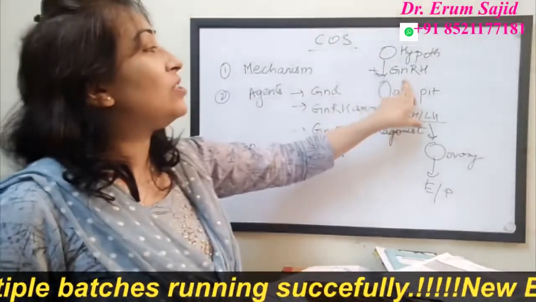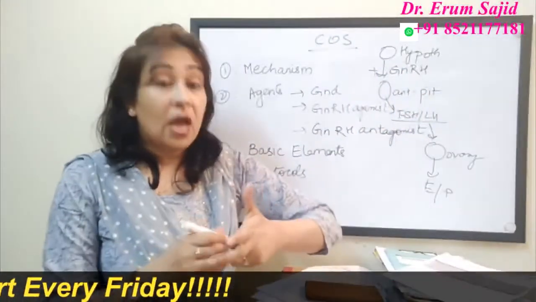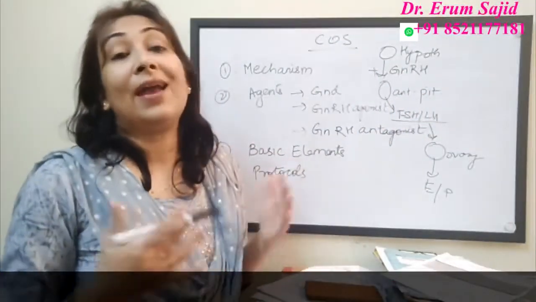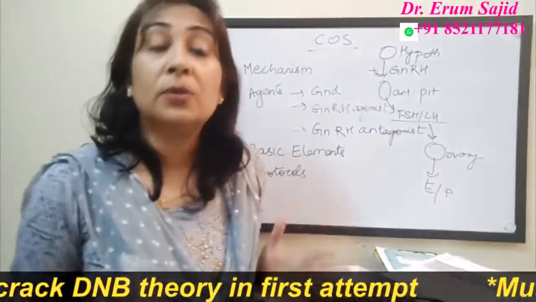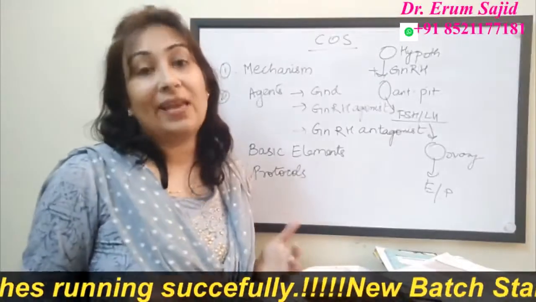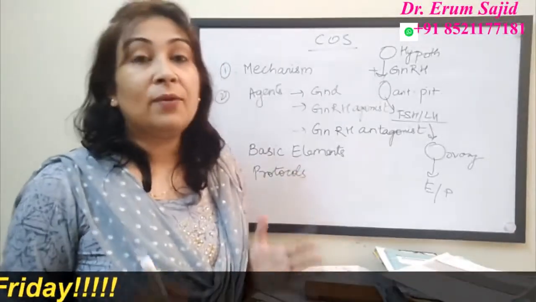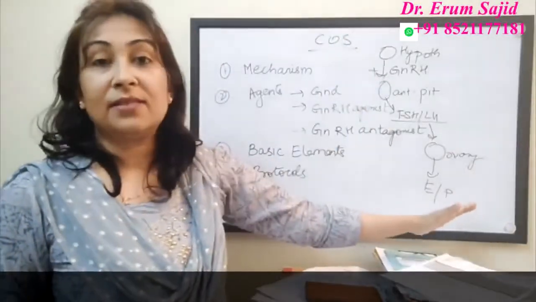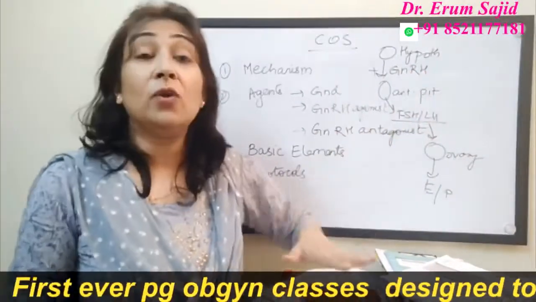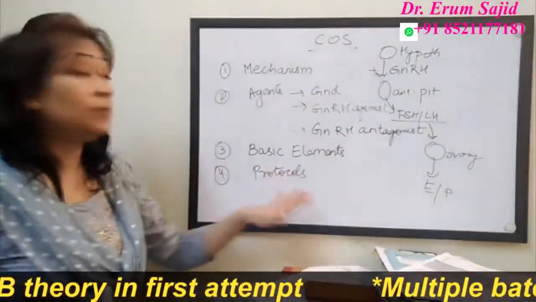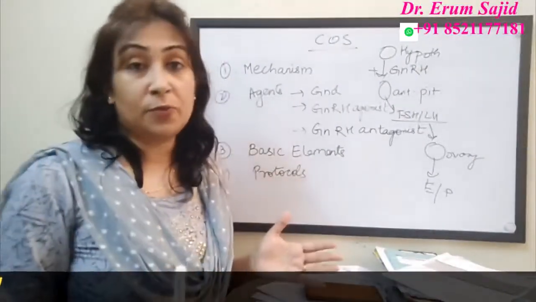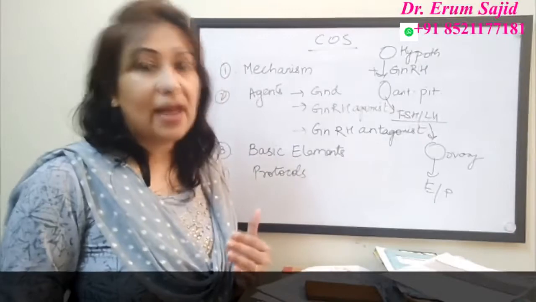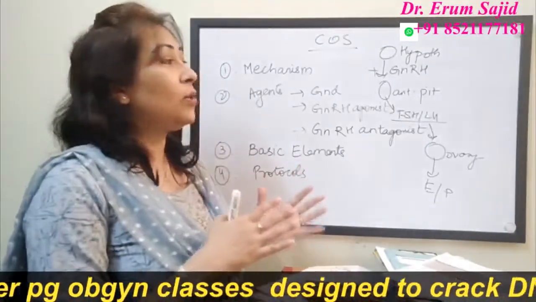That means if I'm giving GnRH agonists, what will happen? GnRH antagonist, what is going to happen? And finally, if I substitute gonadotropins, what is the likely effect? Now remember one thing, it's not exactly as it seems. When I'm talking about the protocols, there is a GnRH agonist protocol and also a GnRH antagonist protocol. When I get to that, I'll try to explain, because over here you will get confused.